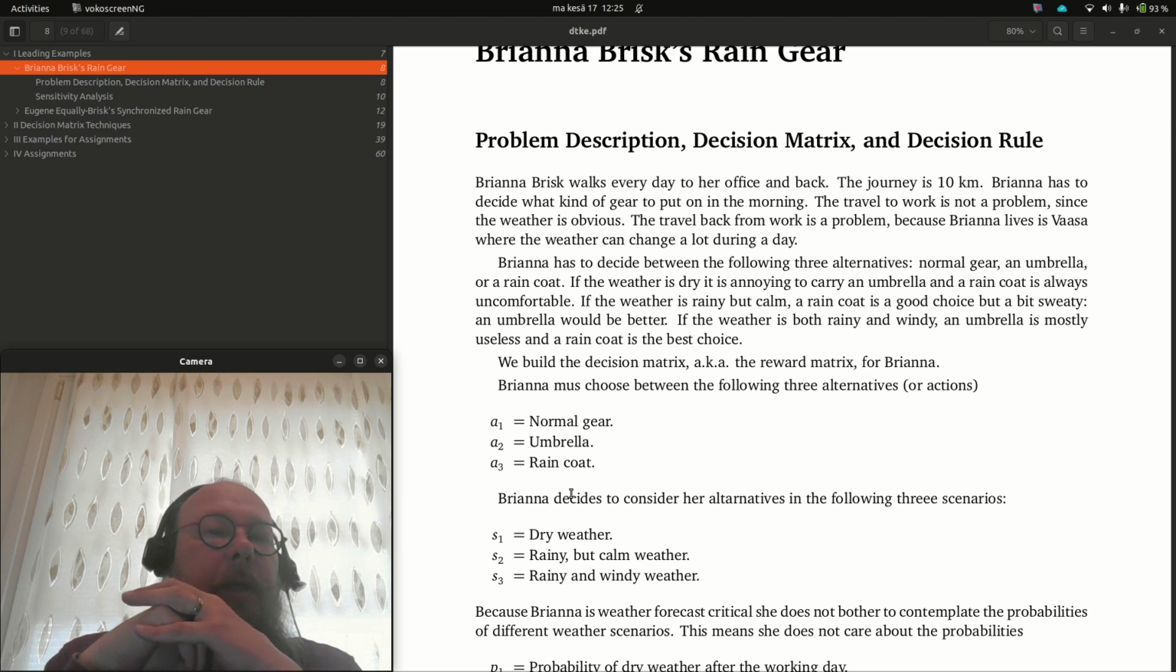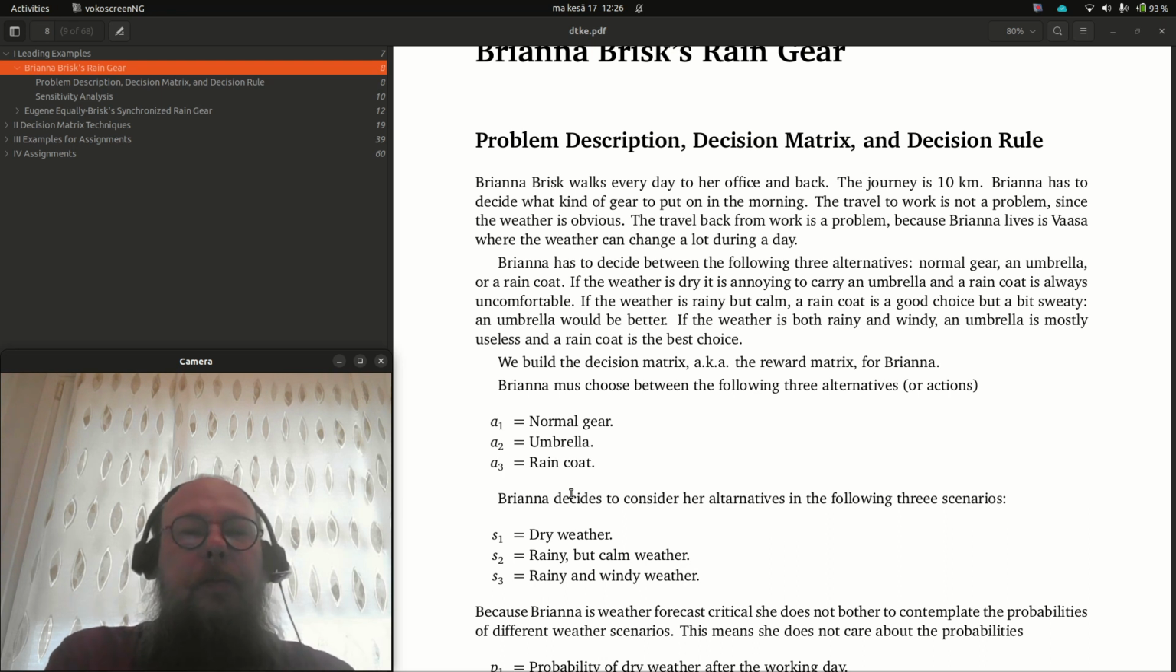So in addition to these different actions or alternatives, there are scenarios, so random things that can happen that can affect our decisions. So what are the scenarios related to these alternatives? We analyze a little bit how normal gear, umbrella, or raincoat work. So it's important to know whether it's dry weather, so we call this S1, S like scenario, S2 rainy but calm weather, and S3 rainy and windy weather.